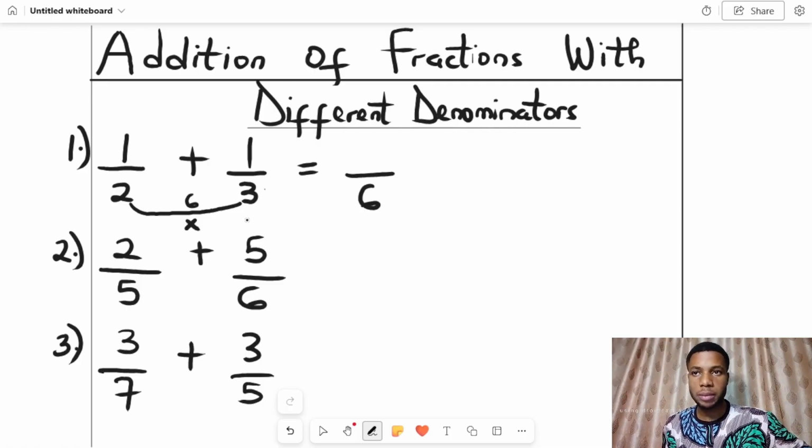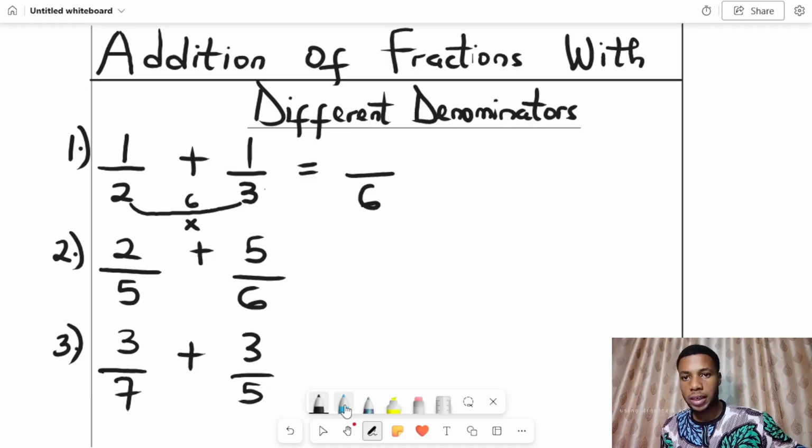To cross multiply means to multiply the denominator of the first fraction, the first fraction is 1 over 2, with the numerator of the second fraction. So that'll be 2 times 1. That'll give us 2. So I'm going to write the 2 here.